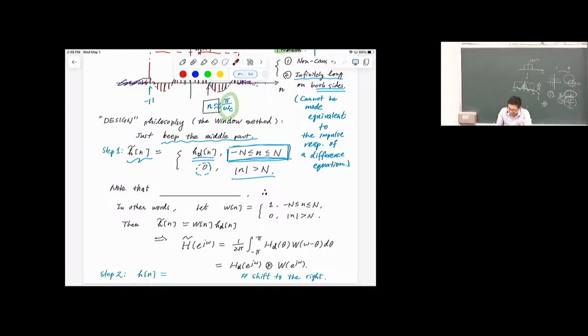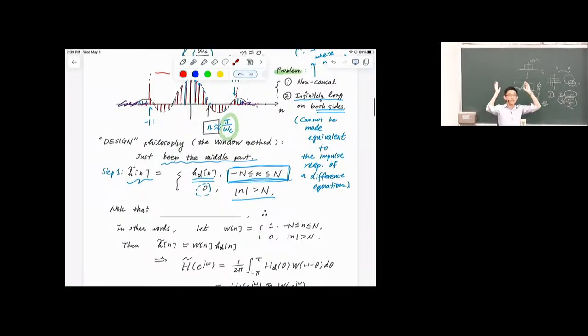Note that the action of keeping the middle part is equivalent to multiplication. We are multiplying our sinc function with the rectangular function. That's what I'm trying to say. Keeping the middle part while excluding whatever is left outside means that we are going to introduce a window function here.